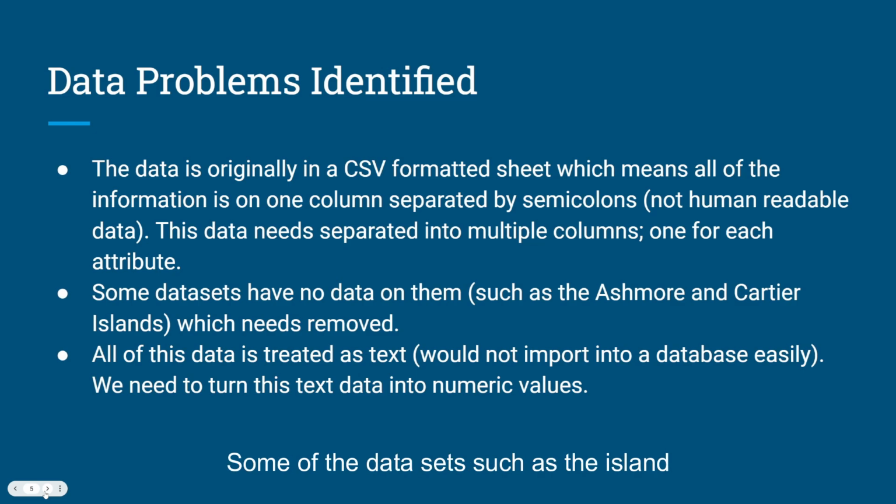Some of the data sets, such as the island listed there, do not have any data in them at all. It just has the island name, and everything else is empty. So the blank islands or territories or countries need to be removed. And all of this data is currently treated like text, so importing it into a database would probably be incompatible. So we need to turn these text cells into numeric values.